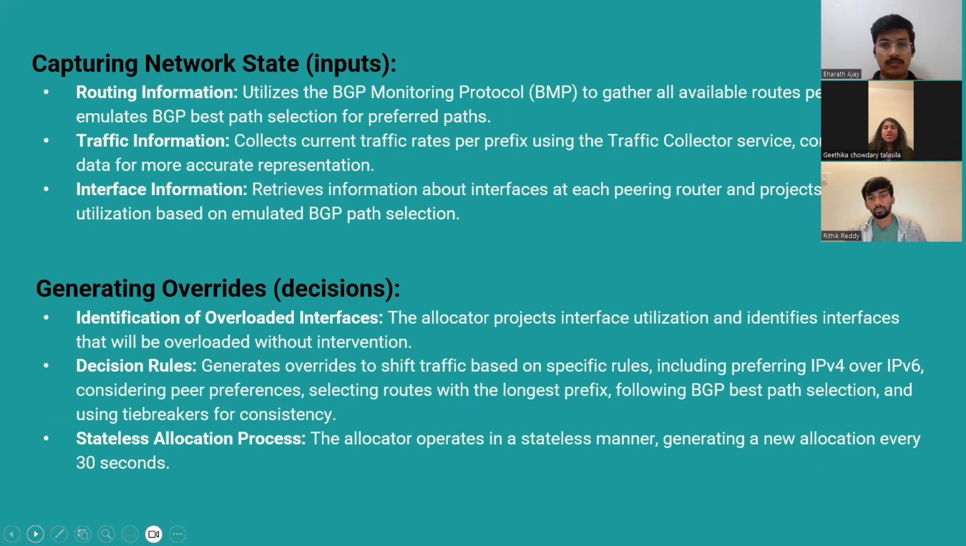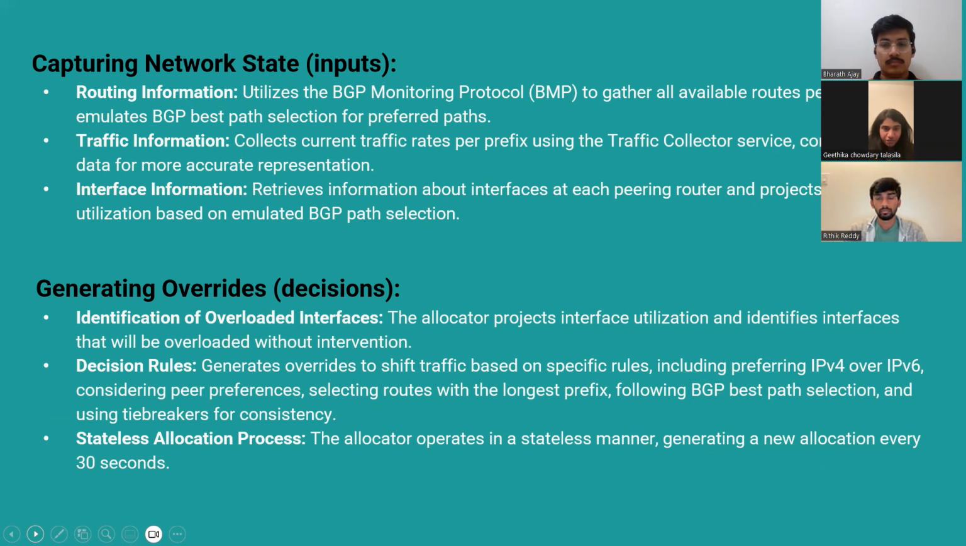So this is capturing network state. This is routing information, which utilizes the BMP monitoring protocol to gather all the available routes for a prefix and emulates the BGP best path selection to find their preferred path.